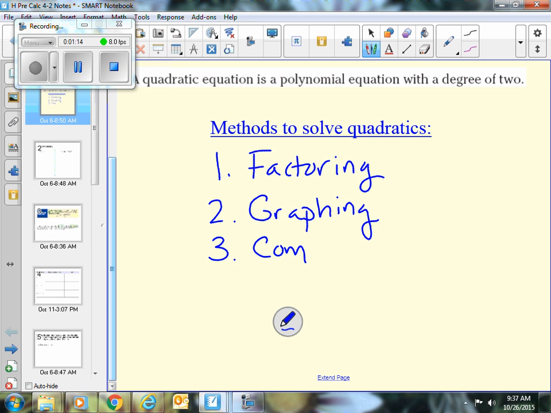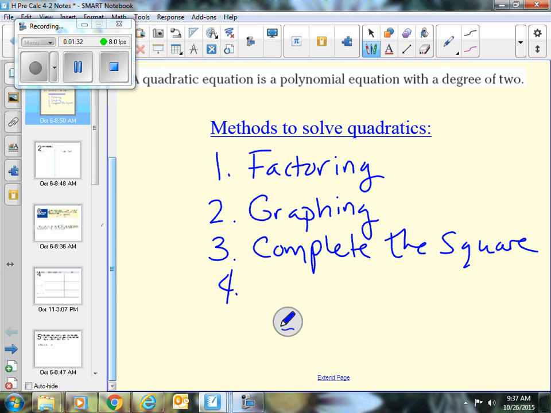Another way, going back to your advanced algebra days, is completing the square. Another way that you can solve has to do with coming up with a polynomial that is a perfect square and then square rooting both sides and solving, which is fine and works really well. I think a lot of times people forget how to do that.